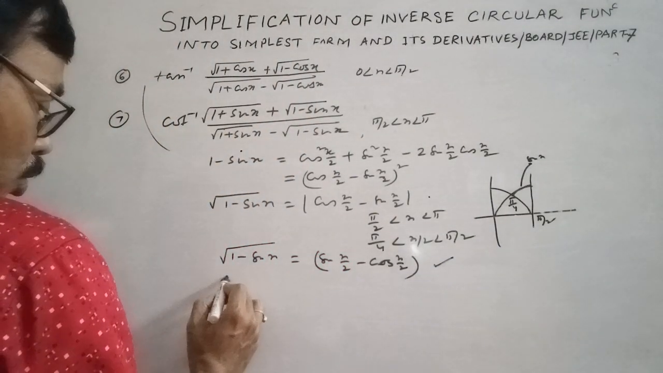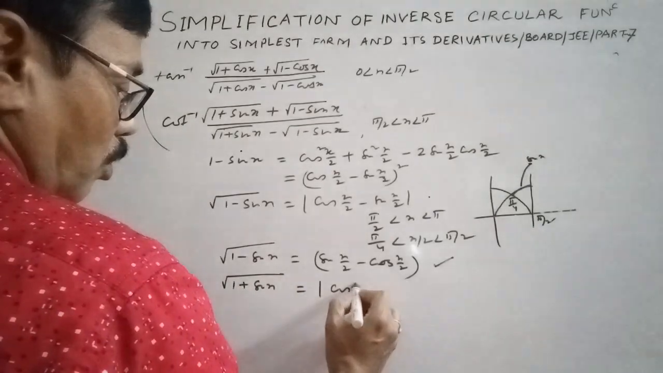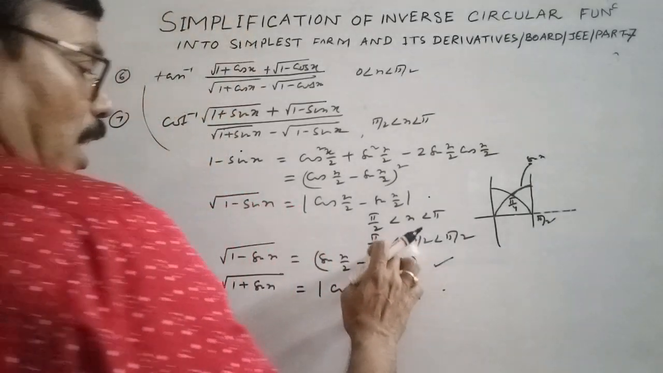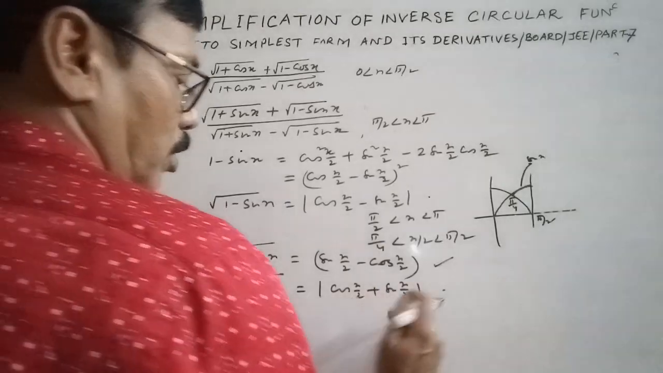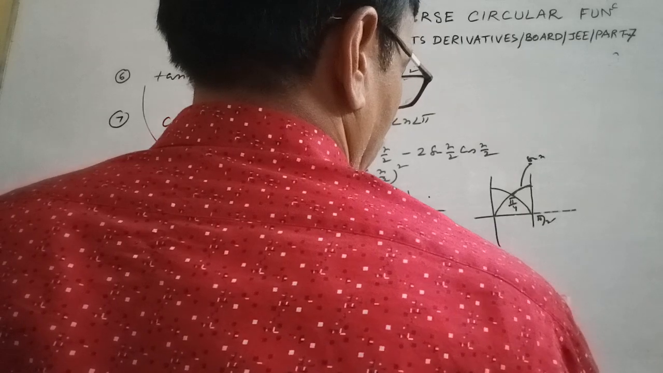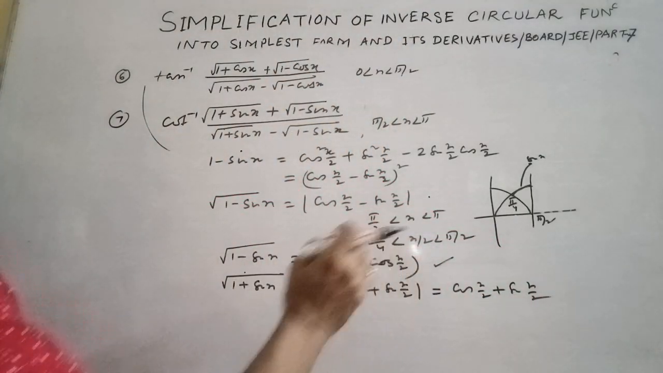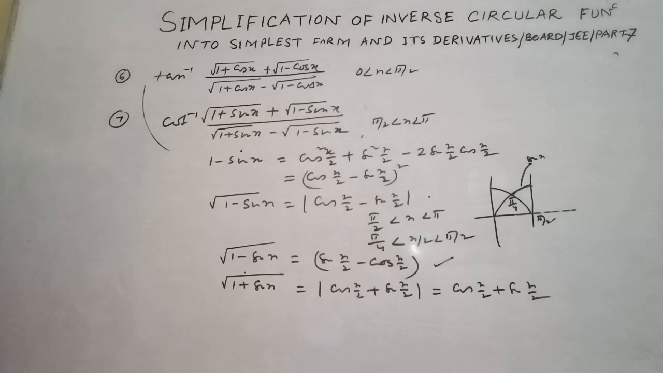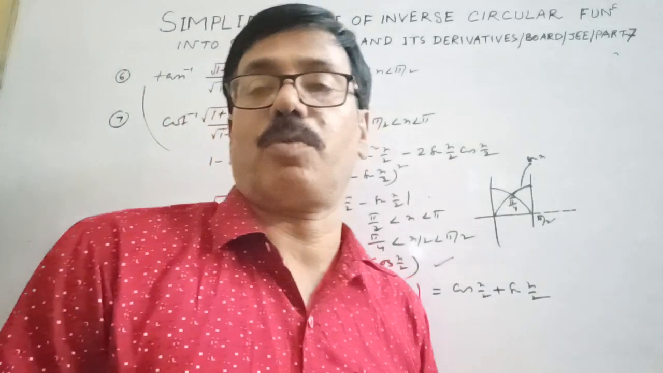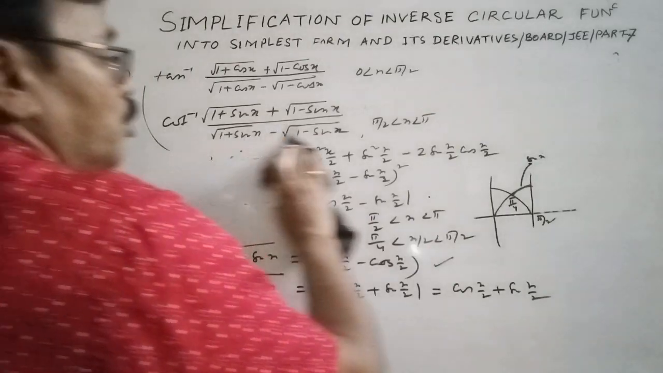Now similarly, root over 1 plus sin x equals modulus of cos x/2 plus sin x/2. Now x/2 lies in the first quadrant, so this one is positive and this one is positive. So this is cos x/2 plus sin x/2. But root over 1 minus sin x is this one. So this should be noted. This is a most important problem for competition. Now try to simplify.